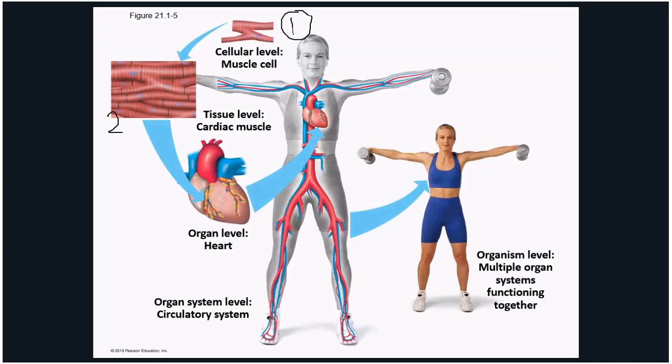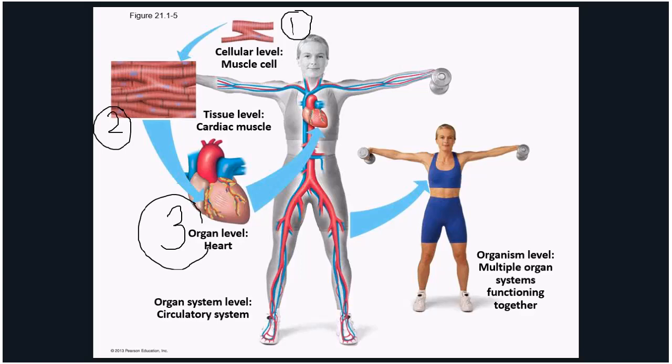So in this example, all of those muscle cells come together to make a tissue, which is muscle tissue. When several different kinds of tissues come together, it creates an organ. So in this example, this muscle cell was actually some cardiac muscle, which made some cardiac tissue, which actually comes together with other kinds of tissues to make an organ. In this example, a heart.